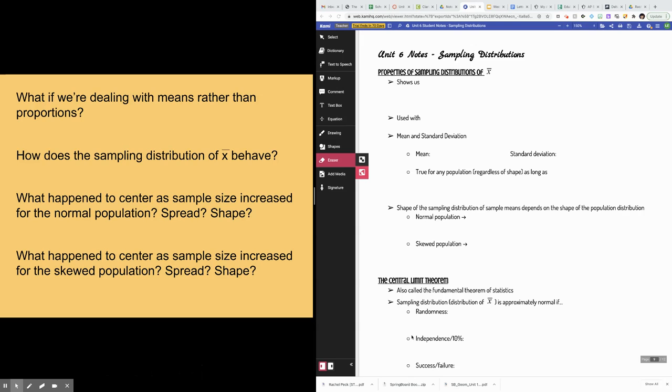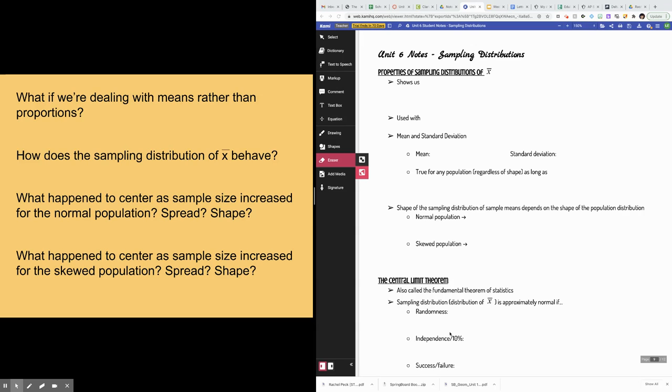So this section deals with sampling distributions of means, of sample means. What I'm hoping you'll see throughout this video and the next video, which is just practice problems, is that there is a great deal of similarity between what you did with proportions and what you're going to do with means. A lot of the processes are going to stay the same. It's just some of the formulas and one of the conditions that you have to check changes a little bit. So let's go ahead and jump into it.